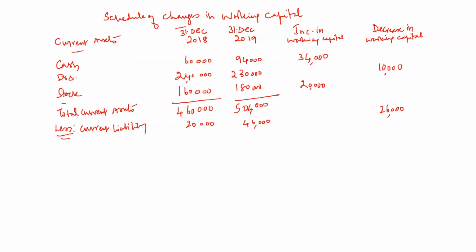So I am just finding out the difference between totals. There is no other item other than this 20,000. Working capital 40,000, whereas here it is 4,58,000. Whereas when you find the total here, the total of the increase column is 54,000 and the total of the decrease column is 36,000.